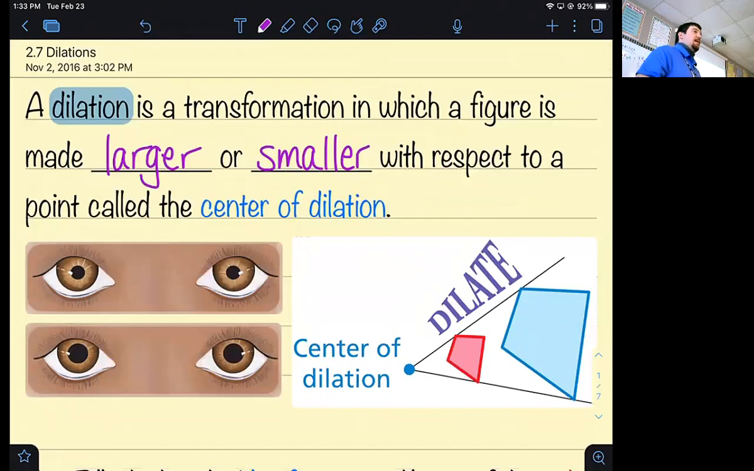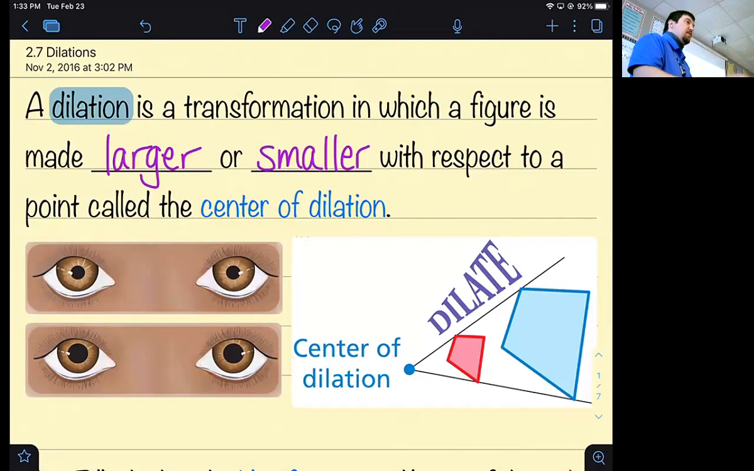I suppose you could multiply by 1, but if you dilate something by 1, it doesn't change. It stays congruent and nothing happens. Therefore, it wasn't transformed. So a true dilation is going to change the size. Now, when I think of dilations or dilating, I think of our pupils being dilated, which means they're getting much bigger or smaller.